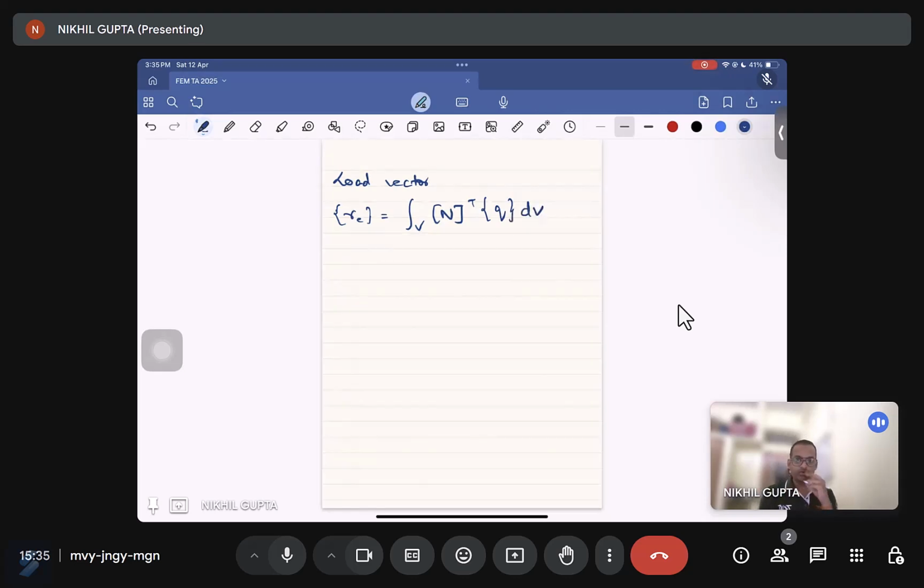I hope you all remember this. Now let's assume body force here and then write the problem. Now this will be area, and transpose will remain the same. This will become bx, this will become by, and this will become tda. So it is obvious to understand how this is happening.